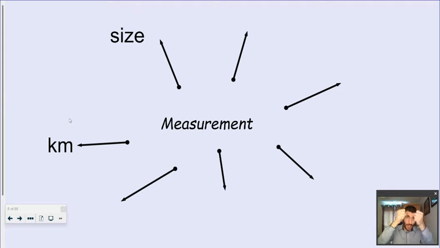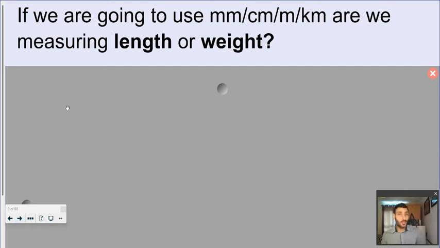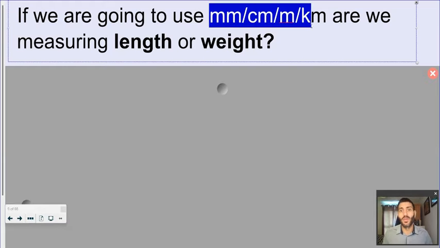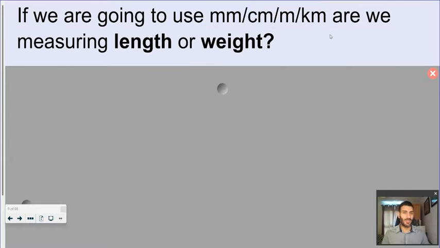So what we do know now, and then what we will know later on. So this is very good for a working wall. Just see what they know. I'm going to then give them a bit of a visual on the focus, which is length today. So if we're going to use these terms, we're going to be looking at what? Length or weight. Not too difficult, this question.